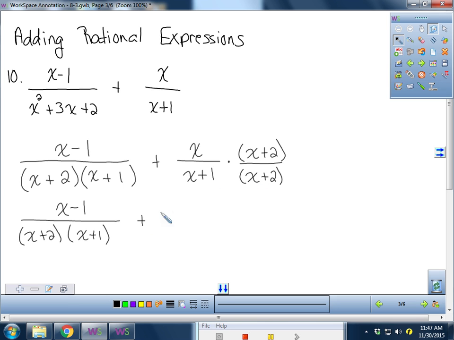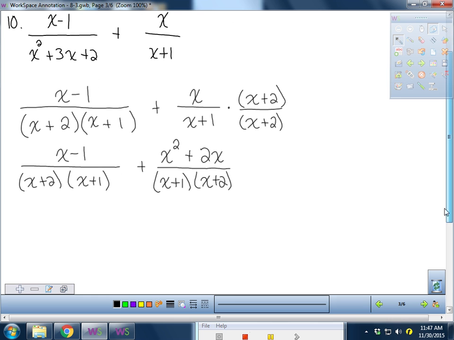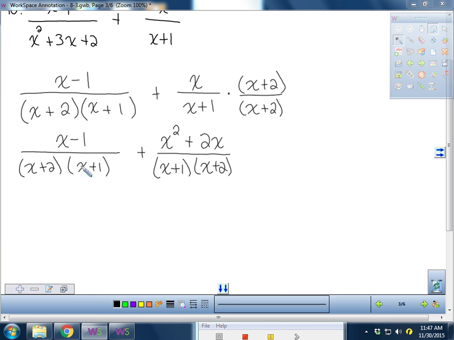Okay, over here I need to multiply, so I have x times x is x squared, and x times 2 is 2x, all over x plus 1 times x plus 2. Leave the bottom separated, don't put it together. So now, if you notice what that did for me, I now have the same two factors on top and bottom. Now I can add these two together. So I'm going to kill two birds with one stone.